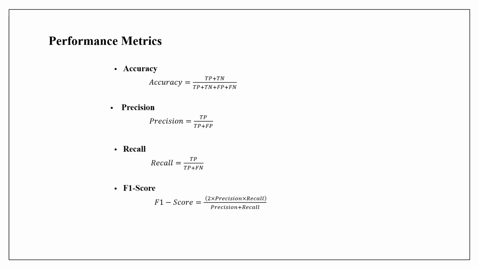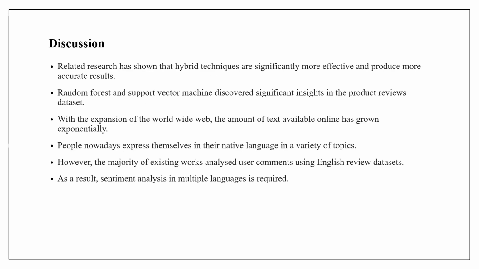Performance metrics. Here are some of the formulas to calculate accuracy, precision, recall, and F1 score. Discussion. Related research has shown that hybrid techniques are significantly more effective and produce more accurate results. Random forest and support vector machine discovered significant insight in the product reviews dataset.